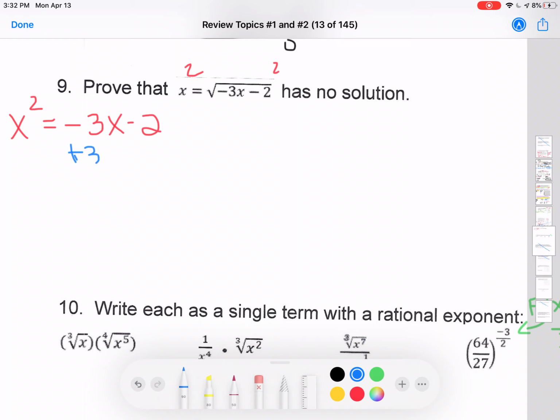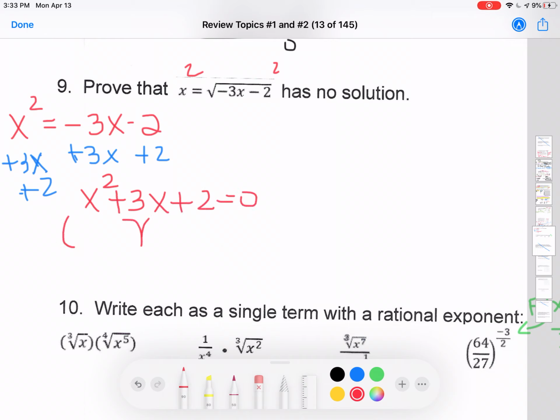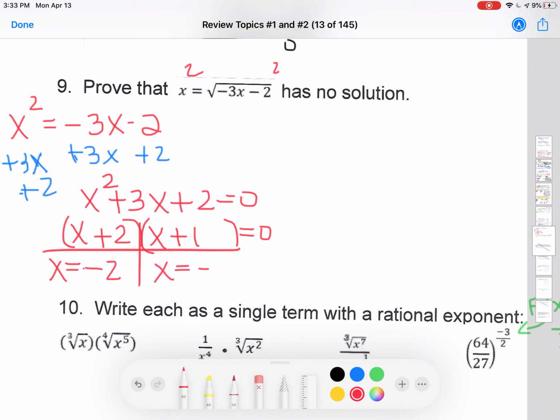So I'll move over my 3x, and I'll move over my 2. Oh my goodness, this is not working well. Okay, so what am I left with here? I'm left with x squared plus 3x plus 2 equals 0. Let's go ahead and factor. And we're left with x plus 2, x plus 1. We get x is negative 2, and x is negative 1.